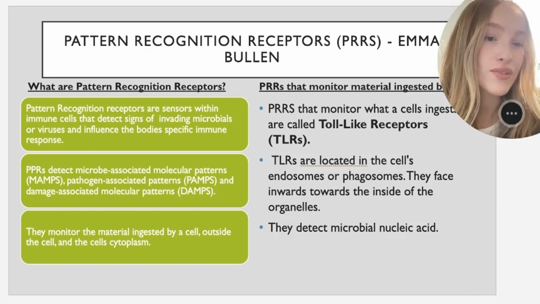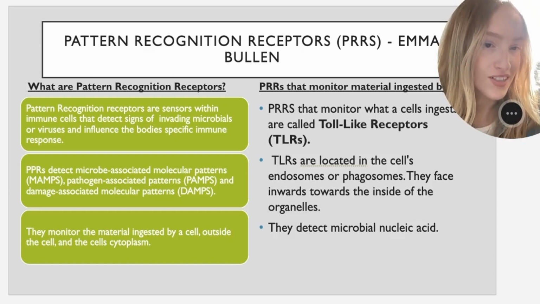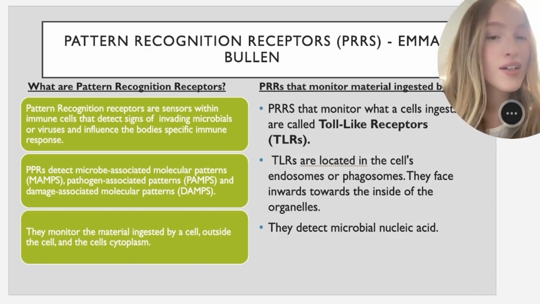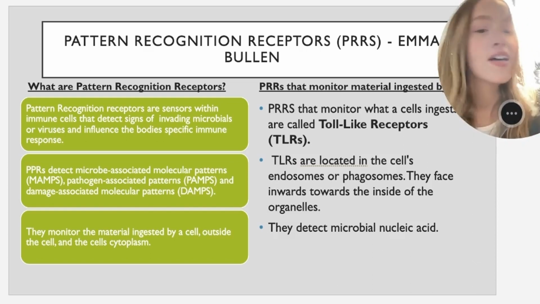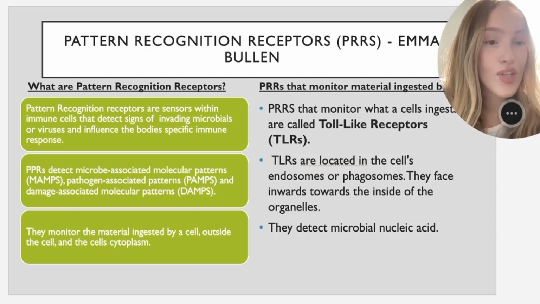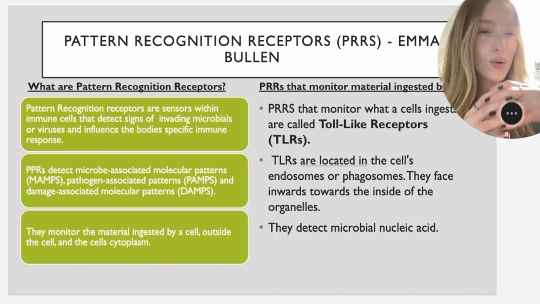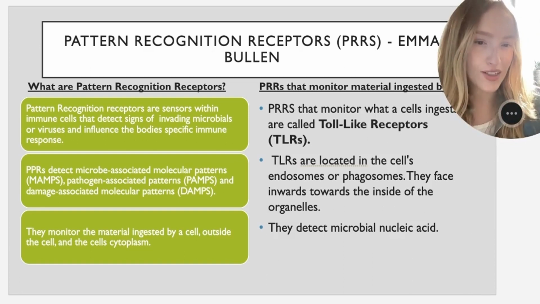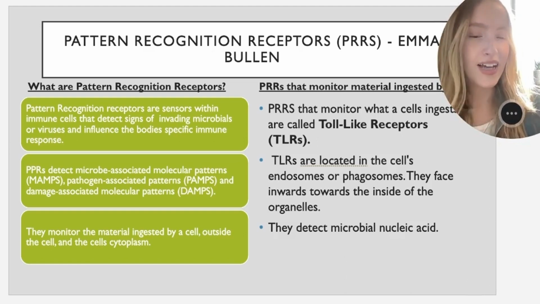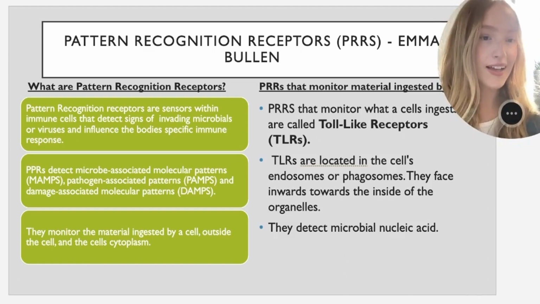So pattern recognition receptors that monitor the material ingested by the cell are called toll-like receptors. They're located in the cell's endosomes or phagosomes, and they face inwards towards the inside of the organelle. So they're able to monitor and detect microbial nucleic acid within the cell.